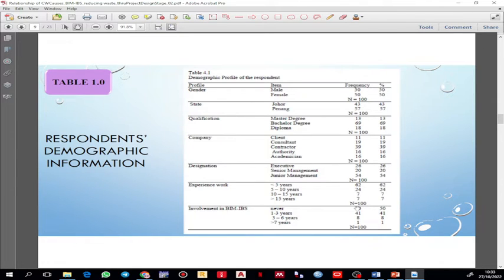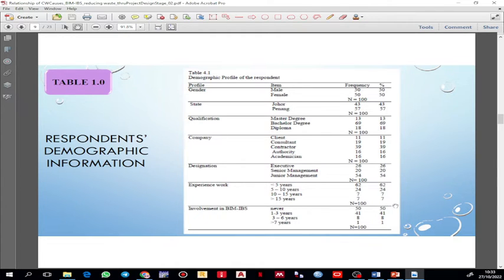Demographic results from the survey. From the demography, my result is male 50%, female 50%. States are Johor and Penang. Qualifications are master, bachelor, and diploma. Company types are client, consultant, and tertiary accreditation. Designation is divided into executive, senior management, and junior management. Experience of work is less than 5 years, 5 to 10 years, 10 to 15 years, and more than 15 years.